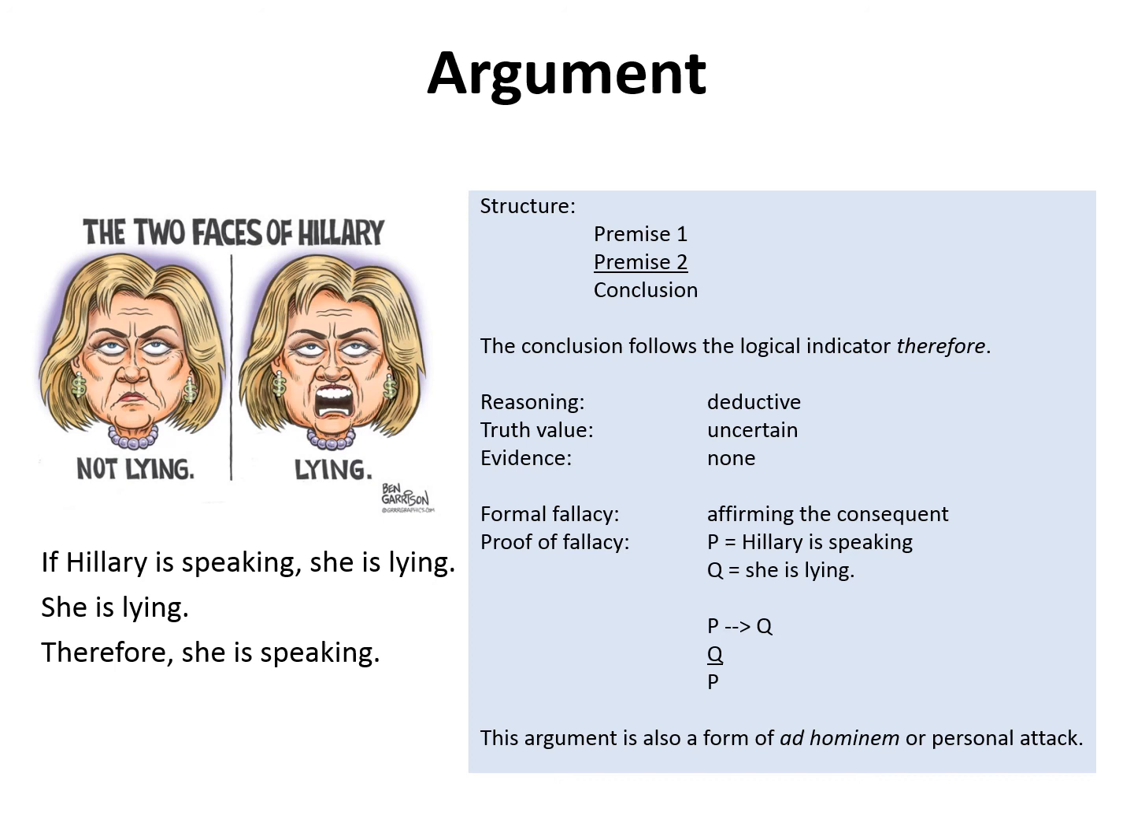You can look at a very simple proof of the fallacy. Here we have P, which is the antecedent, and Q, which is the consequent. And we can see P goes to Q, we affirm that Q is correct, and therefore we made the conclusion of P. This argument also has an informal fallacy because it's actually a direct attack on Hillary. It's a personal attack on Hillary's character, basically saying she is a liar.